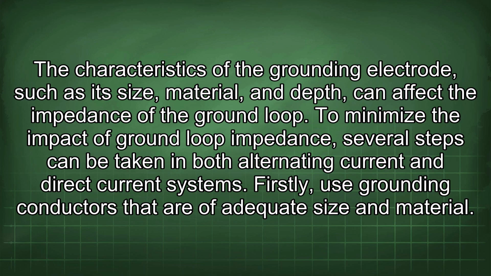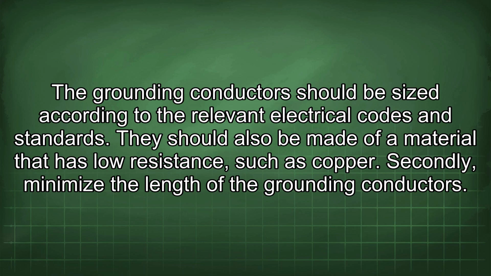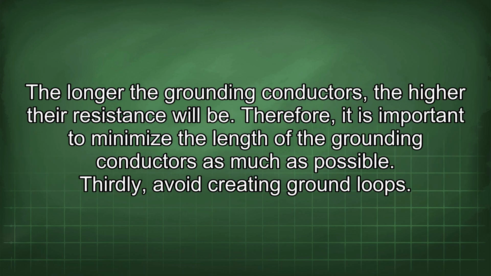To minimize the impact of ground loop impedance, several steps can be taken in both alternating current and direct current systems. Firstly, use grounding conductors that are of adequate size and material. The grounding conductors should be sized according to the relevant electrical codes and standards. They should also be made of a material that has low resistance, such as copper. Secondly, minimize the length of the grounding conductors. The longer the grounding conductors, the higher their resistance will be. Therefore, it is important to minimize the length of the grounding conductors as much as possible. Thirdly, avoid creating ground loops.